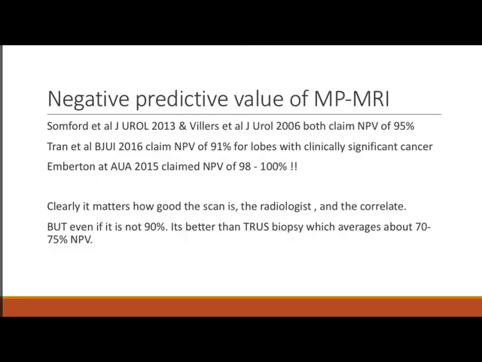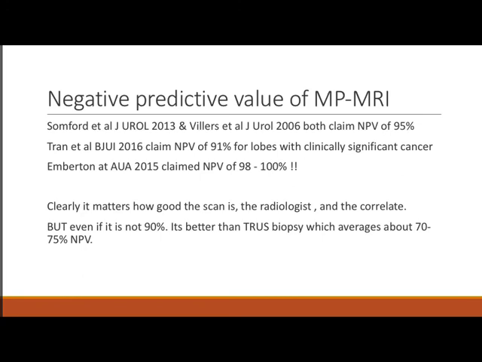What is the negative predictive value of an MRI? There are claims from 95 to 100%, depending on what your definition of a clinically significant cancer is, what your definition is of a negative MRI, what your definition is of your pathology correlate, so it's a bit variable. But even if it is 90%, it's still better than a 12-core TRUS biopsy, which averages a negative predictive value of about 70 to 75%.